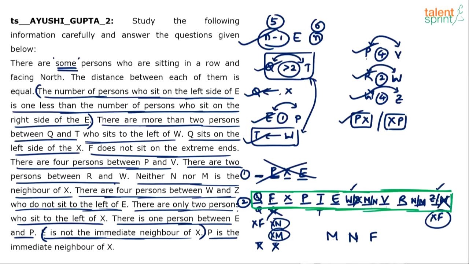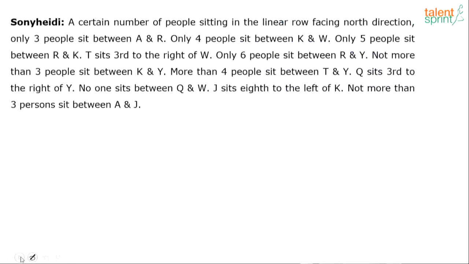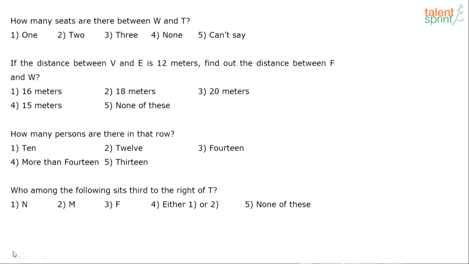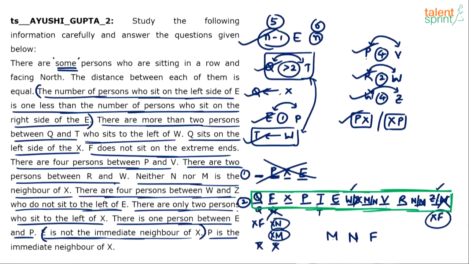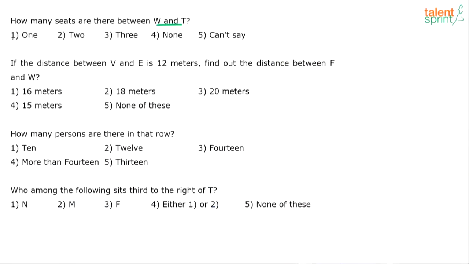Let's try and answer the questions now. I think Ayushi has also posted the questions, so let's look at the answers to those questions. How many seats are there between W and T? Count. W is here and T is here. Only 1. So 1 is the answer.